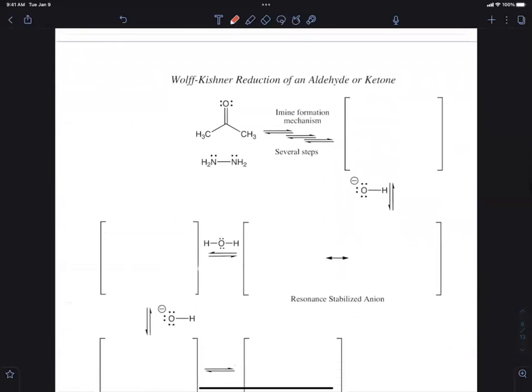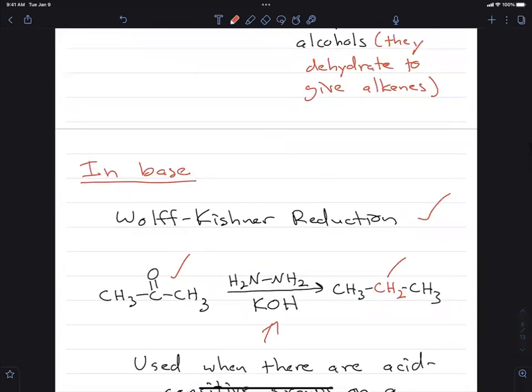Okay, the first part of the Wolff-Kishner reduction mechanism is that we're going to add hydrazine. Now, I didn't say it, so let me go back and cover this. This is hydrazine right there. We're going to have hydrazine, and we're going to have highly basic conditions because of the KOH.